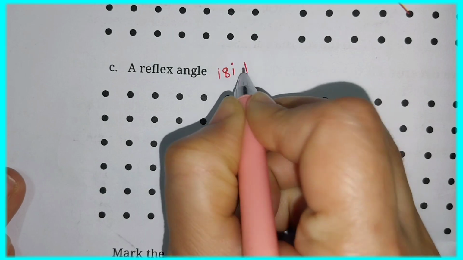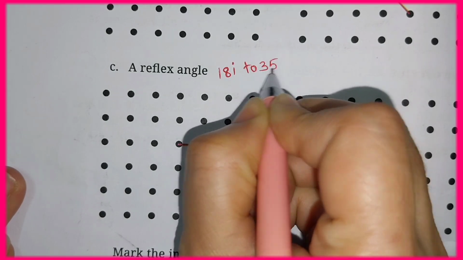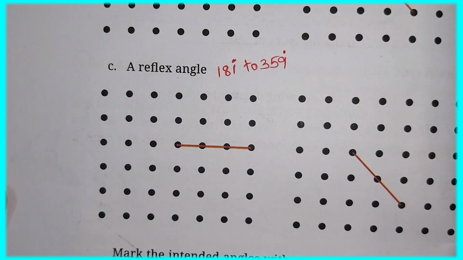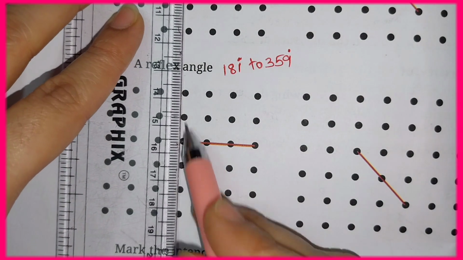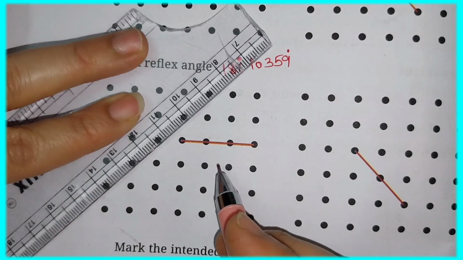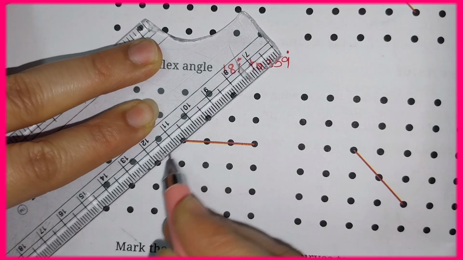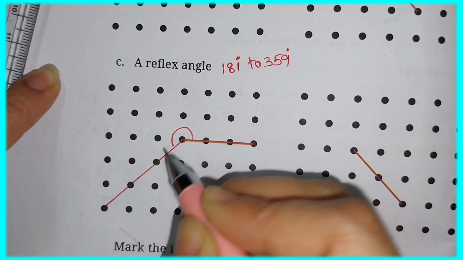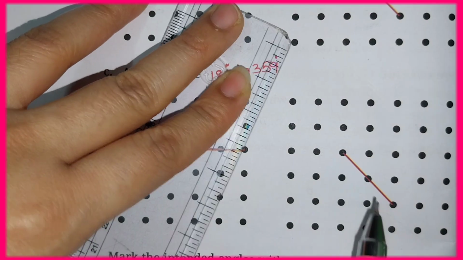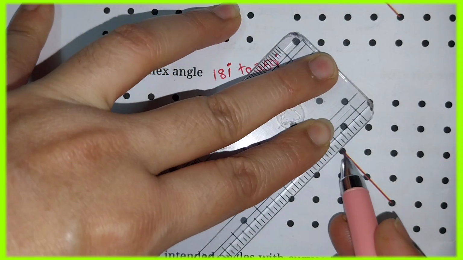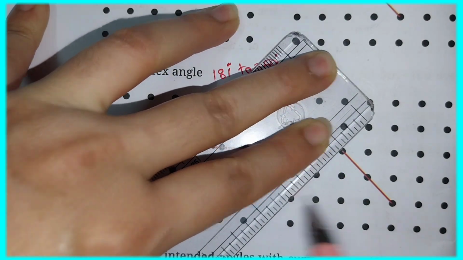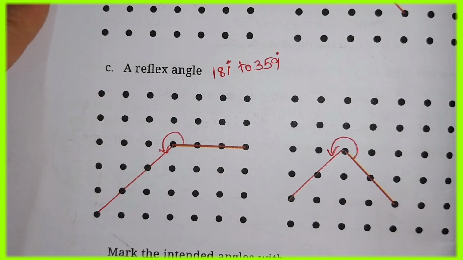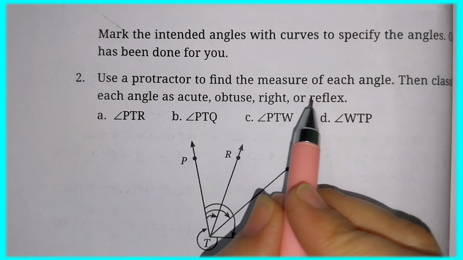Next C is reflex angle. The angle should be 181 degrees to 359 degrees. If the baseline is to the right and you draw the second line going downwards, then the smaller angle is acute or obtuse, but the outside angle is the reflex angle. Same with the second one also, you have to draw a line like this and you have to see the outer side of the angle is the reflex angle.